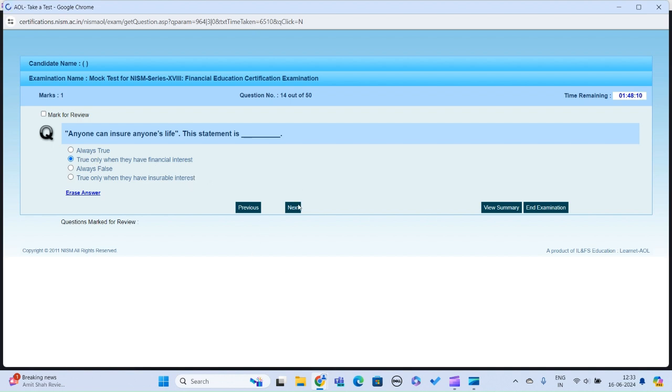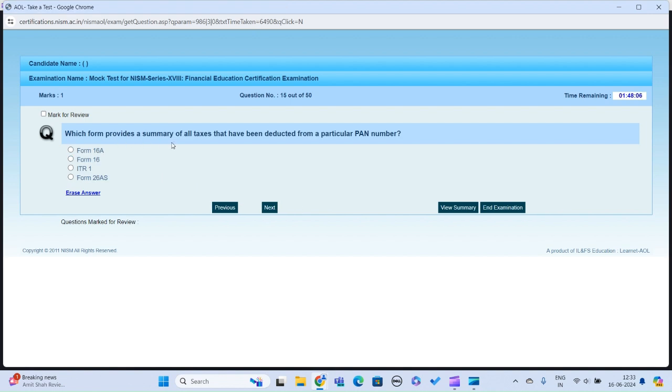I'll go with that. Which form provides a summary of all taxes for a particular PAN number? Form 26AS. Another question is, when did this Form 26AS come in? It's around 2014 or 15. Prior to that, there was no Form 26AS, and now we have another form called AIS, the annual information summary or something like that. AIS has also come in, from 2020 or 21 onwards. Form 26AS was introduced from 2014 onwards. ITR is a return. Form 16 is provided by employers. So the summary of all taxes deducted against a PAN number is Form 26AS.